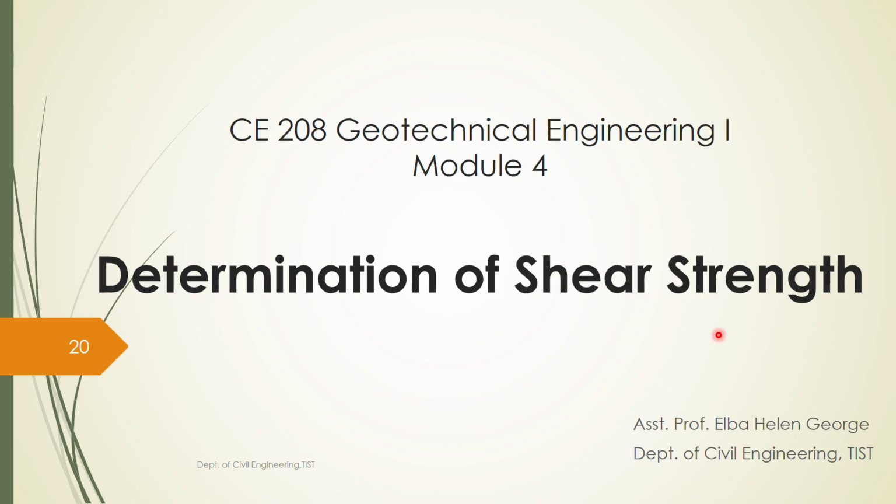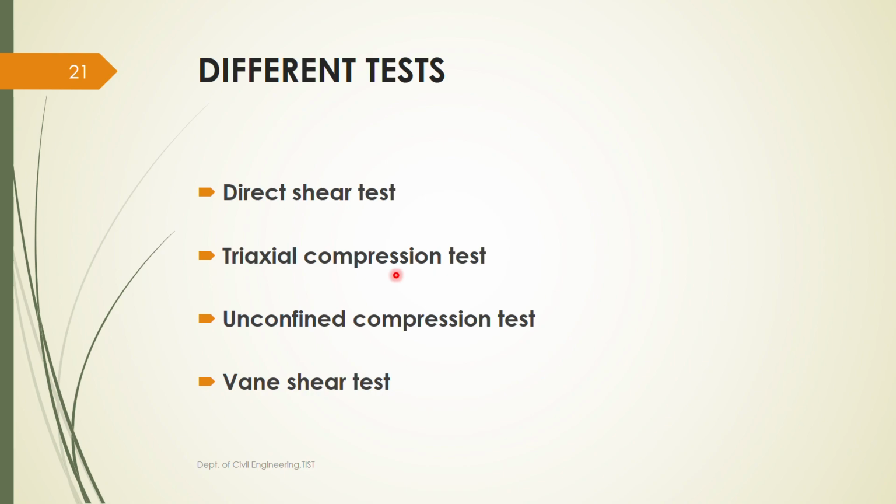In this video, we'll be discussing the determination of shear strength of soil. There are different tests for finding the shear strength of soil. They are direct shear test, triaxial compression test, confined compression test, and vane shear test. In this video, we'll be discussing direct shear test only.